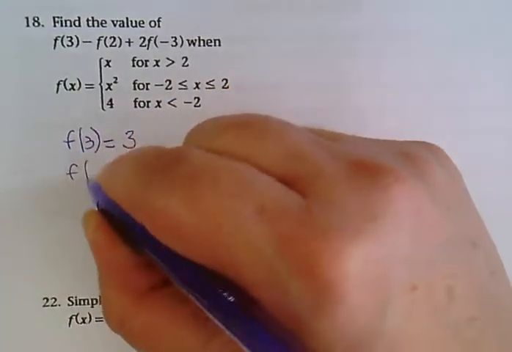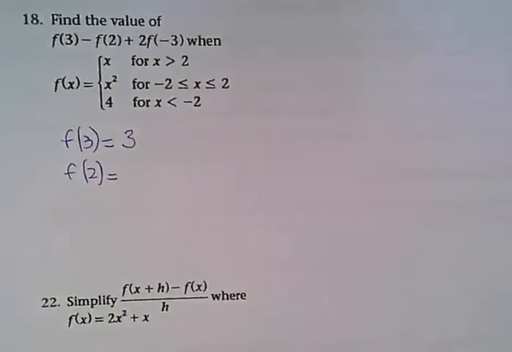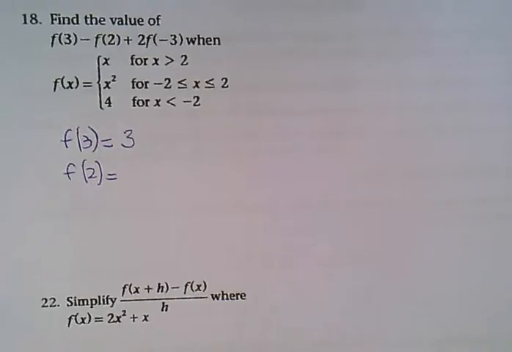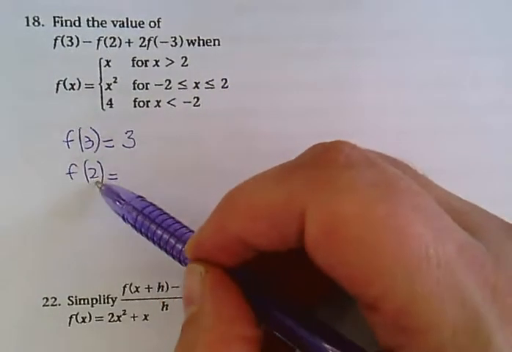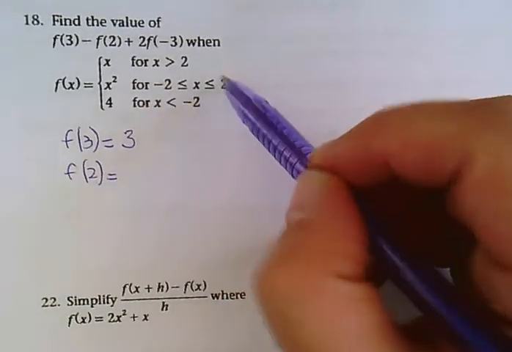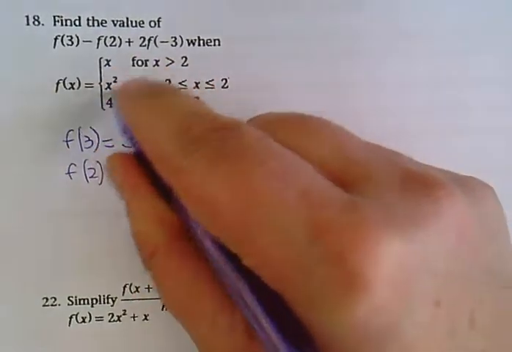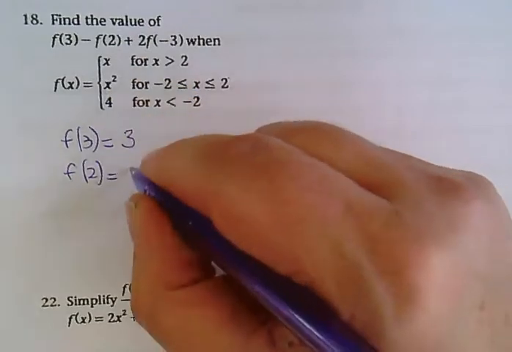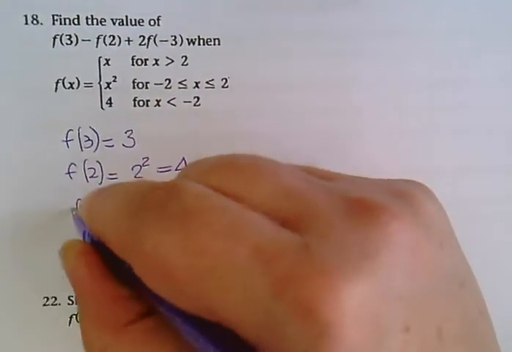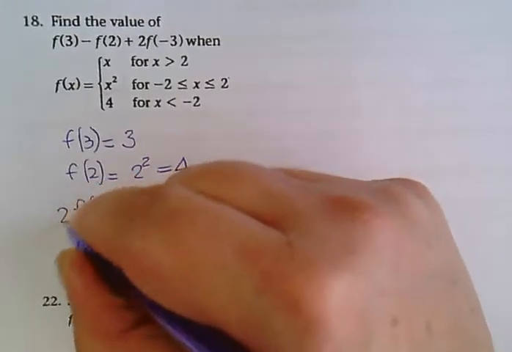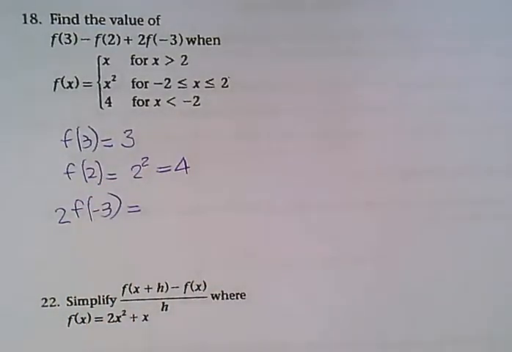Let's do the function of 2. Tell me which row you're working on, top, middle, bottom. Function of 2, when x is 2. See, function of x, when x is 2, aren't I in the middle? So isn't the function I use x squared, 2 squared, yep, is 4. Good. And the function of, I'm actually going to do 2 times the function of negative 3, okay?